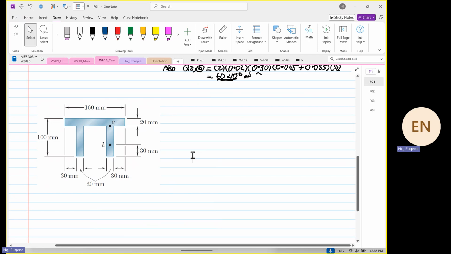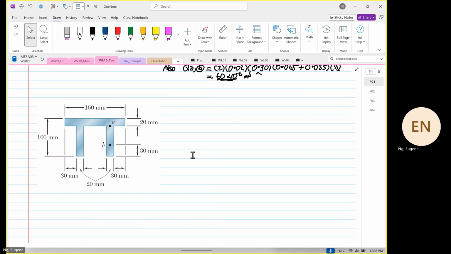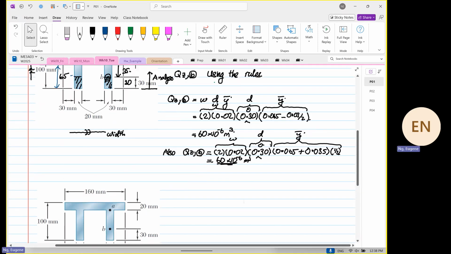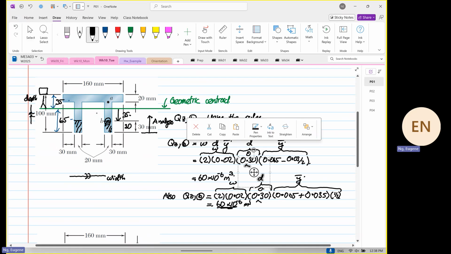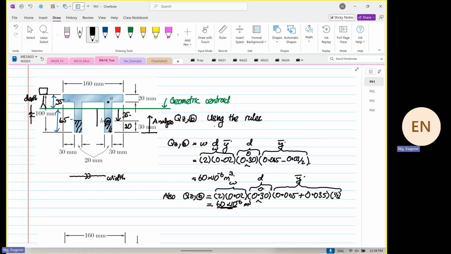Anyone, any question before this? Are we okay? Clearer now? Yes. So y bar is the distance from here to here. This is your y bar. Does that make sense? Okay, that is your y bar.